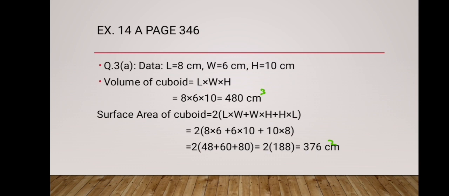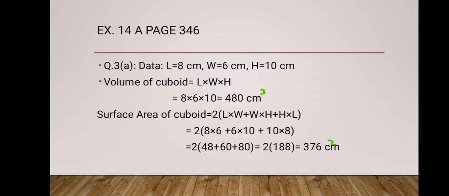So 8 into 6, 48, 6 into 10, 60, and 10 into 8 is going to be 80. Now simplify the terms within the bracket, and this will give you 188, and 2 is to be multiplied by this term. So this way we are going to get 376 square centimeter. As this is a surface area or area, and we know that area is always measured in squares, so we need to write the unit in squares.